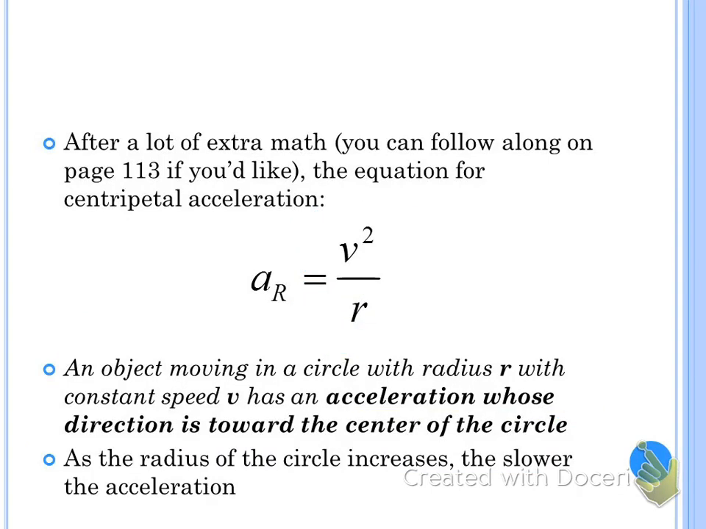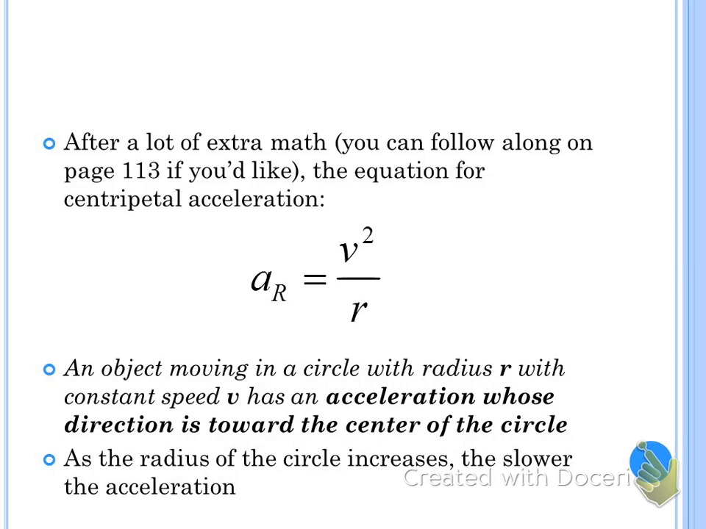When I say centripetal acceleration and radial acceleration, it's the same thing. Centripetal means center seeking, so that's why we say it's toward the center of the circle. As the radius of the circle increases, the acceleration becomes smaller, because as we increase our denominator here, that would decrease our acceleration. Does that make sense? The bigger our circle is, the less often our acceleration is going to change.